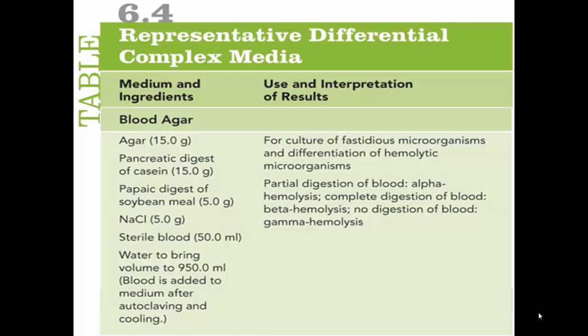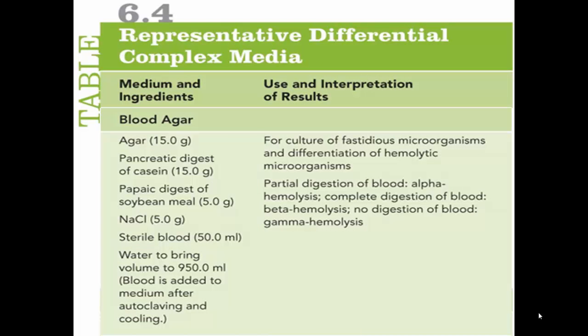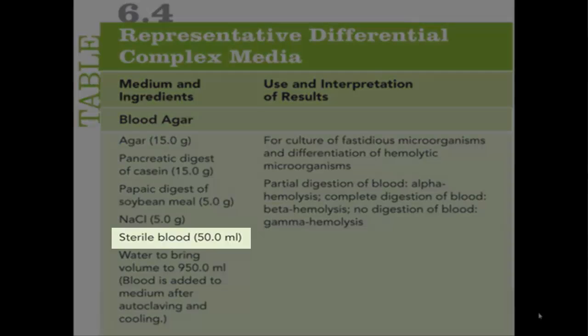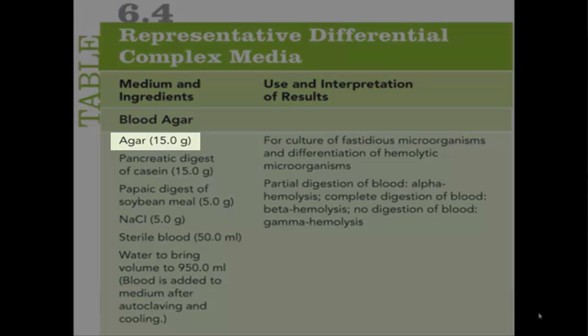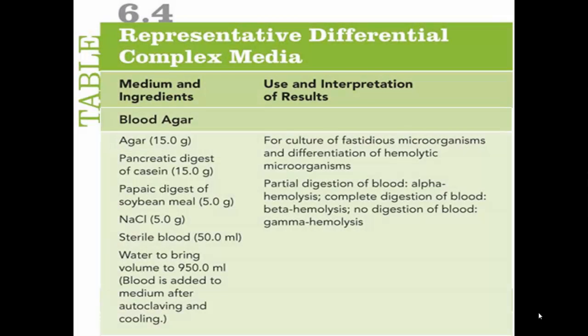This is a complex media. We know that we put in 15 grams of pancreatic digestive casein, but how much of that 15 grams is actually bioavailable? We're not quite sure. This is a blood agar to which sterile blood has also been added, and you'll notice that this also has agar in it. And so this would be a blood agar plate.